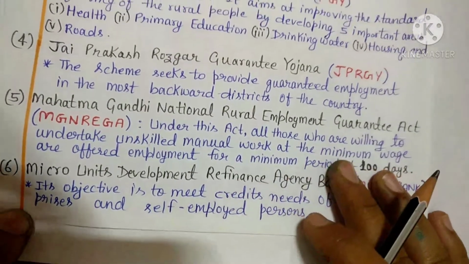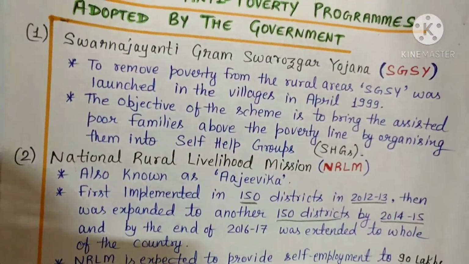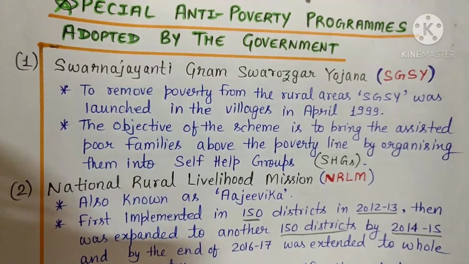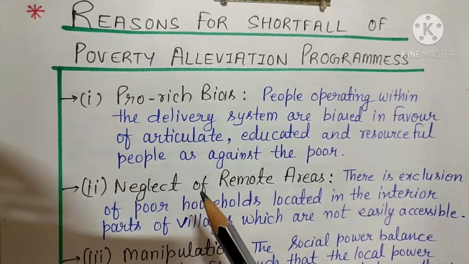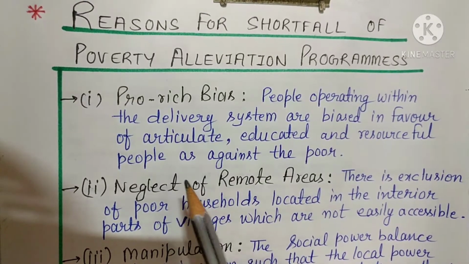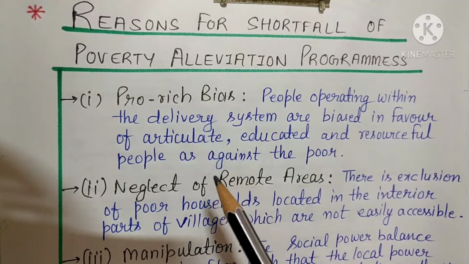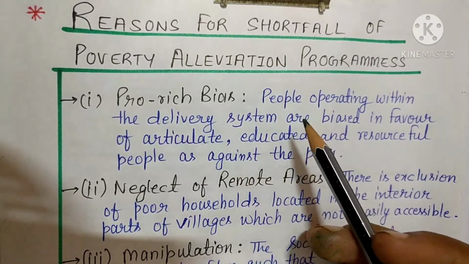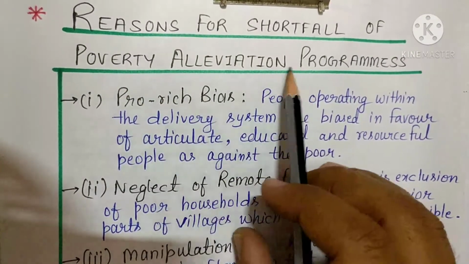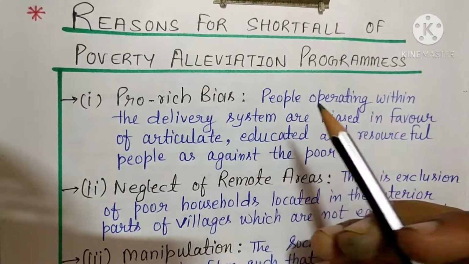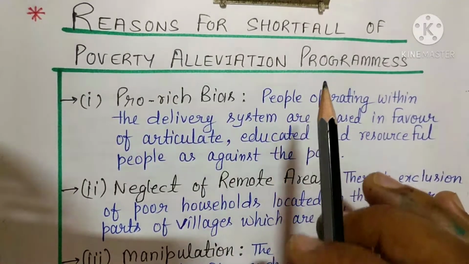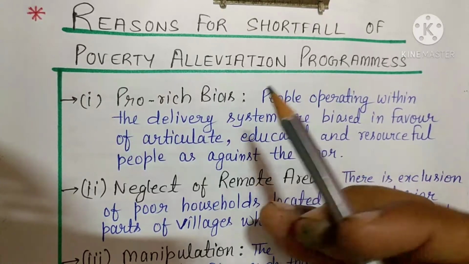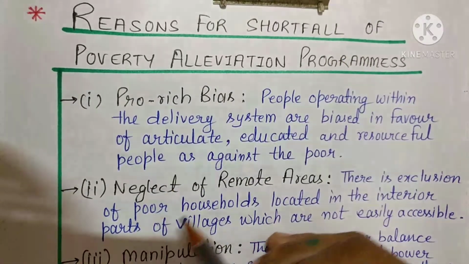Okay, so these are the special anti-poverty programs which were adopted by the government. It was widely accepted, or you can say visible, that our poverty alleviation programs, or PAP, could not achieve the desired results. Okay, they did not achieve the desired results. So what were the reasons for their shortfall? We are going to study them.